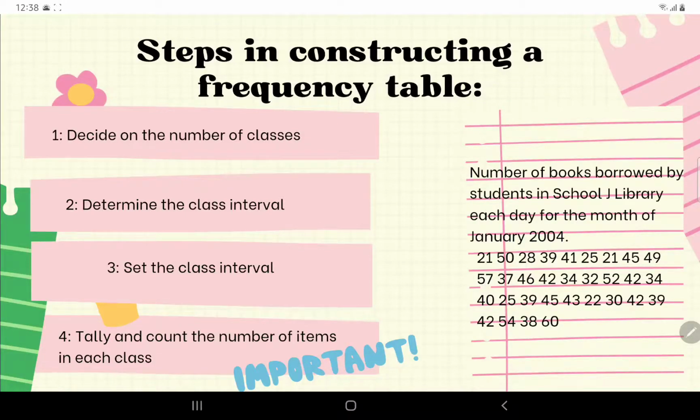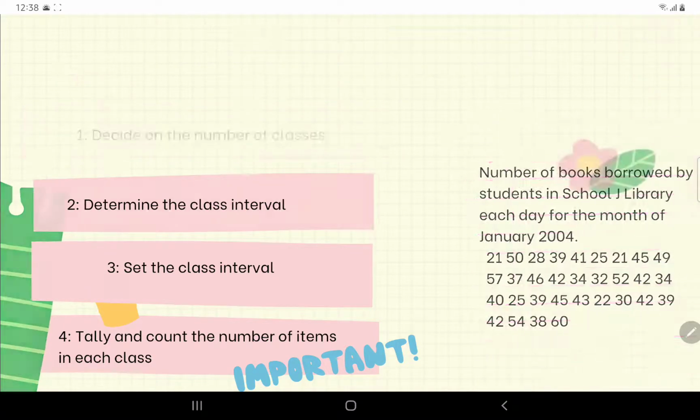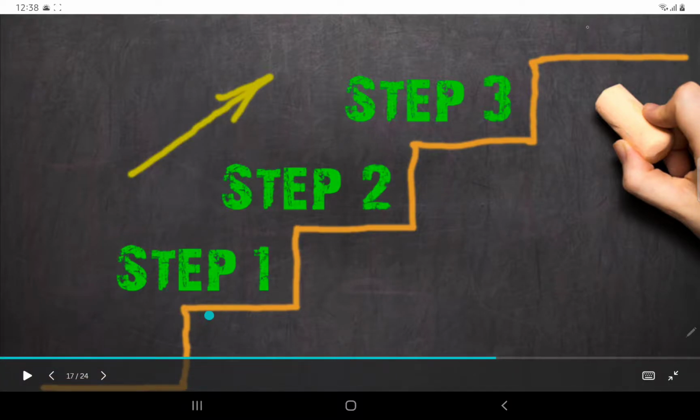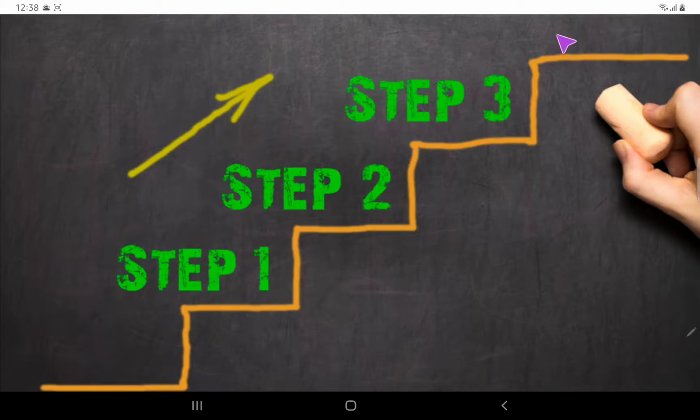The first step is we need to decide the number of classes. To decide the number of classes, we have a formula, which is 2 power of k larger than n, where n is the number of observations. So based on the previous slide, our question earlier, look back at it.